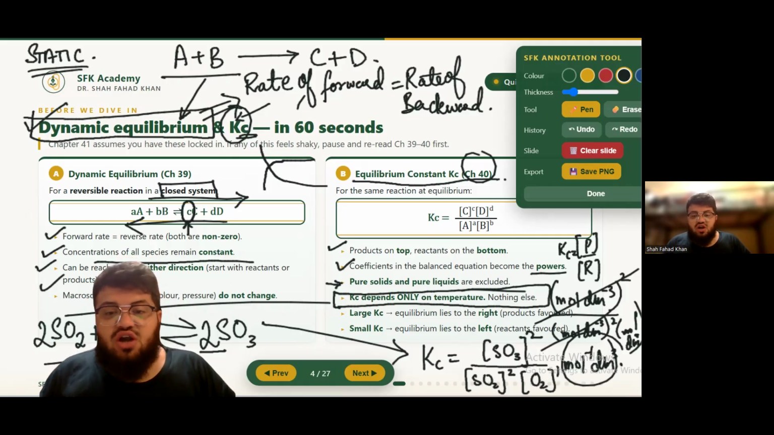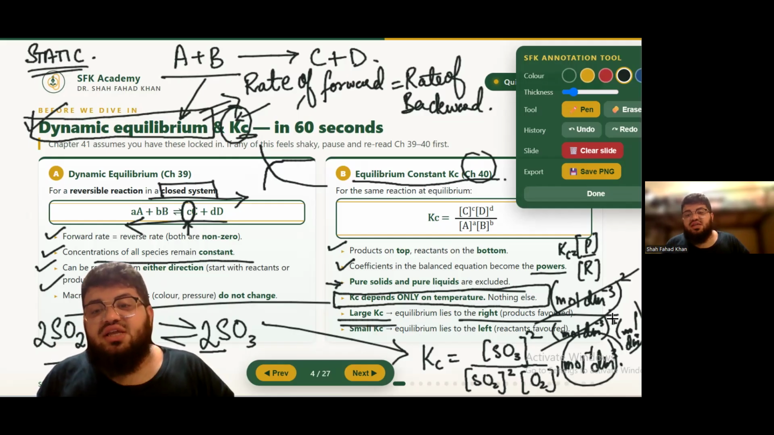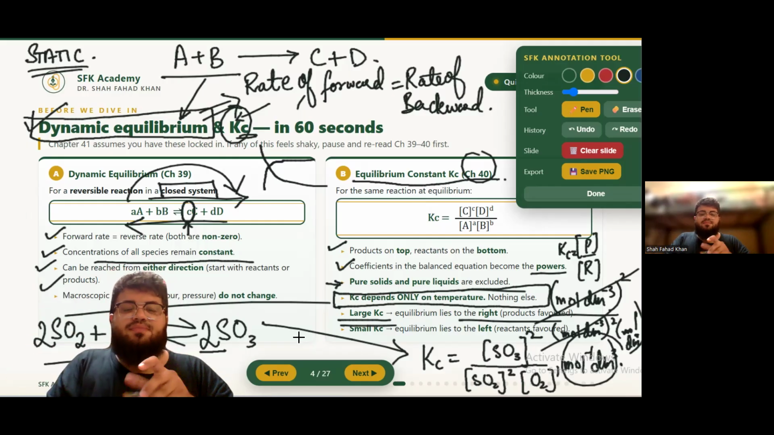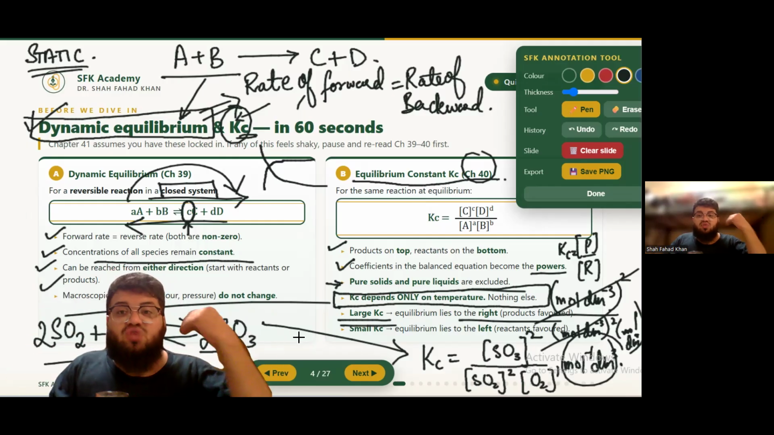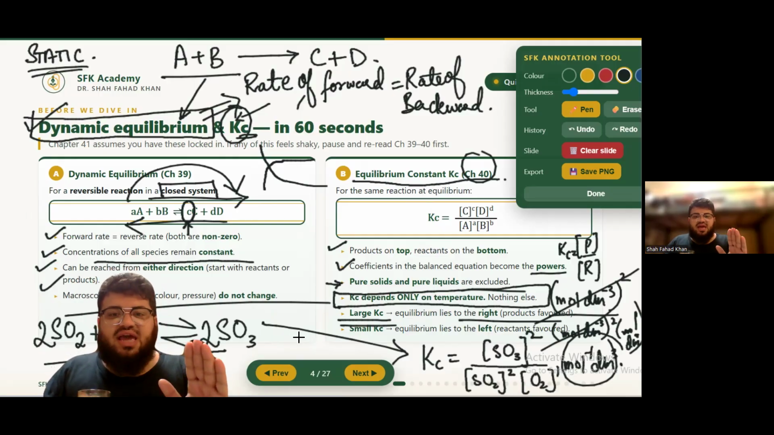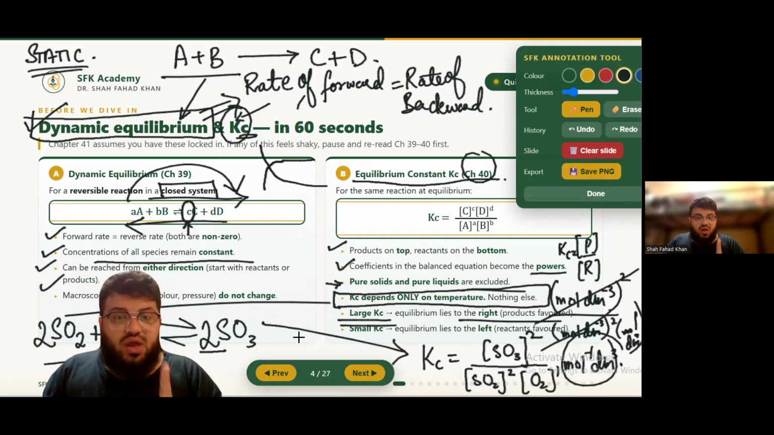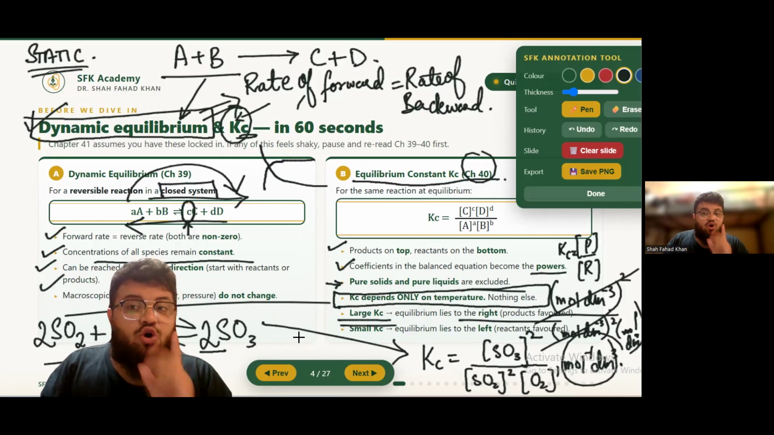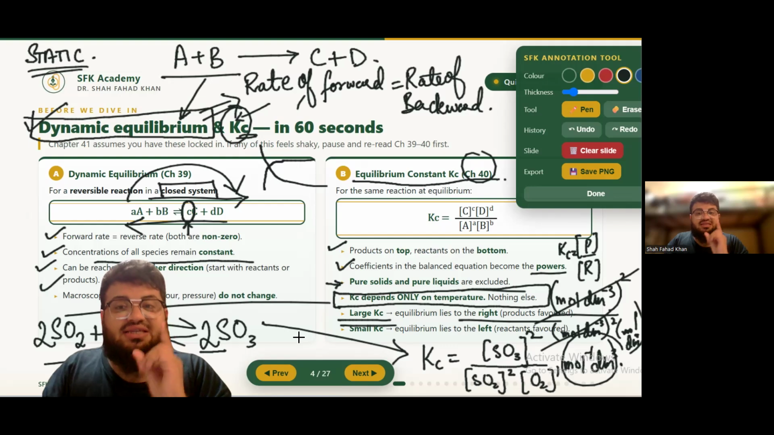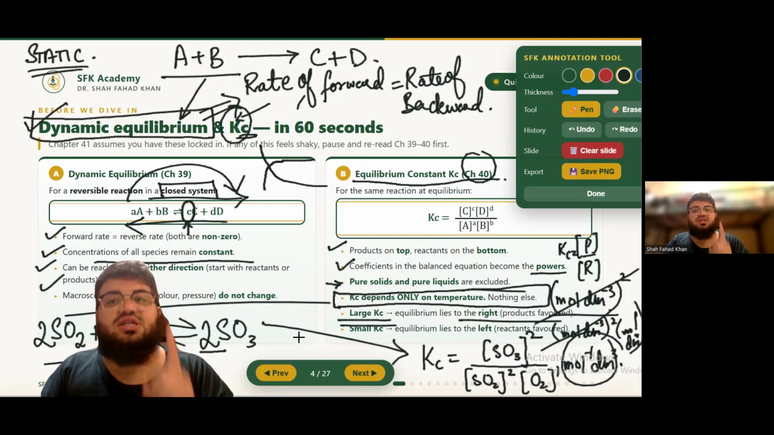Okay, now what does a large Kc indicate? Large Kc indicates that equilibrium will be shifted to the product side. Why? Because product is the numerator. And small Kc means the equilibrium is shifted to the left-hand side, meaning the reactant side. That makes sense, guys? All right, this was a very important concept of Kc. I hope you understood everything very well. And this is going to be a very high yield concept. This will be tested on your exam.